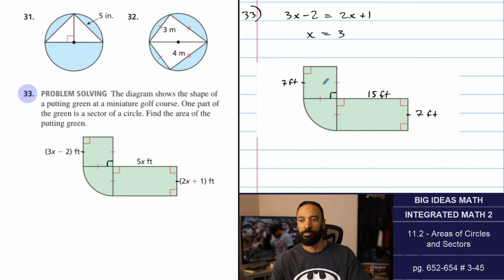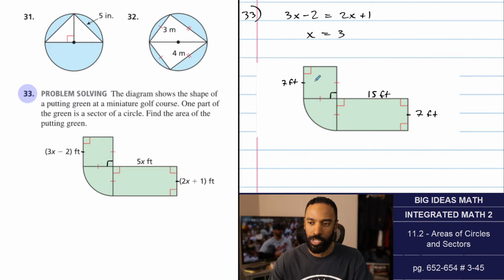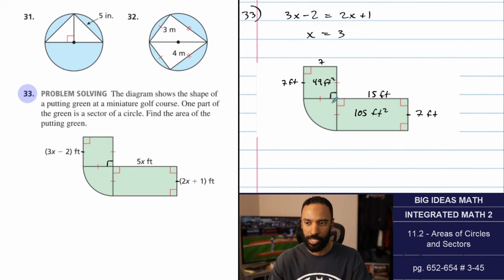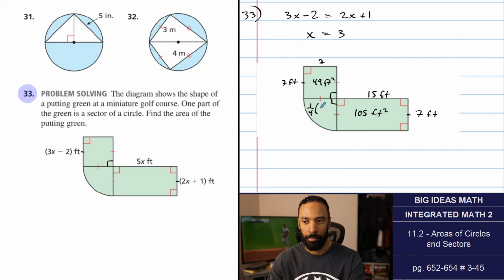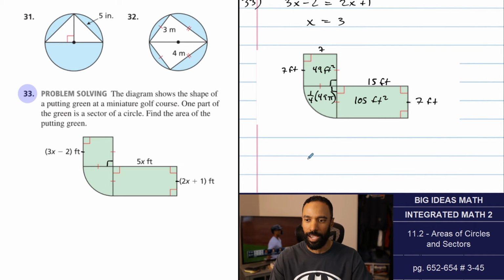Okay, so when it comes to these things here, let's add these different areas up to get the composite figure. 7 by 7 is going to be 49. 7 times 15, this base times height, is going to be 105. Let's find the area of this sector. Now that's a 90-degree angle here as well, which means it's a quarter of a circle. This would have been a bigger circle like this with a radius of 7. So this is 1/4 of pi r squared. Pi times 7 squared is 49 pi. So 1/4 of 49 pi.